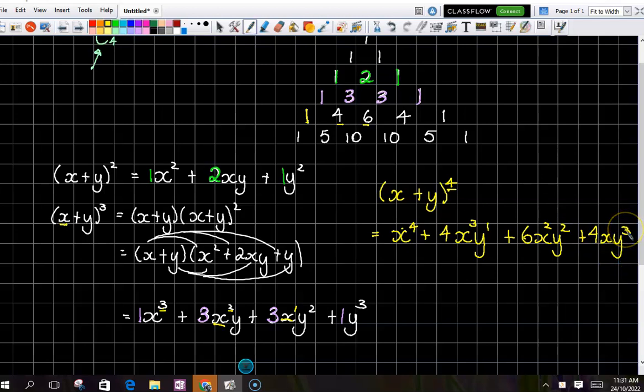Again, justify that because it's going 1, 2, 3. Or because you've got 1 plus 3 has to add up to be 4. Plus 1 y to the 4. Does that make sense? Everyone happy with that?